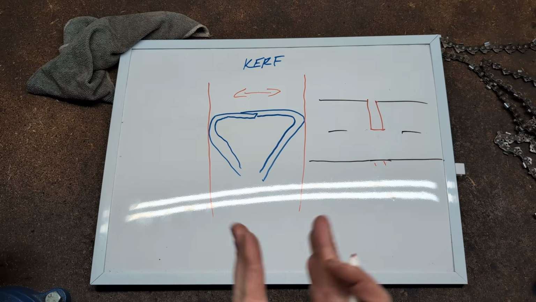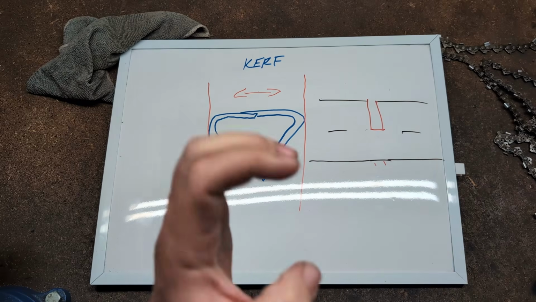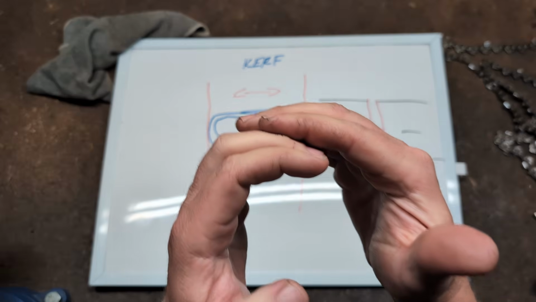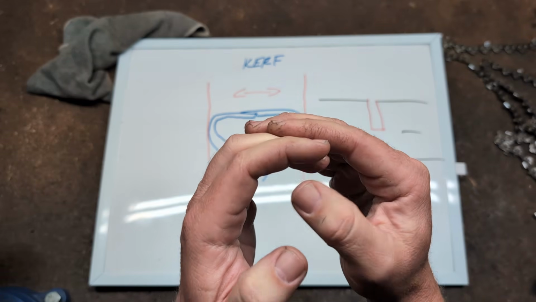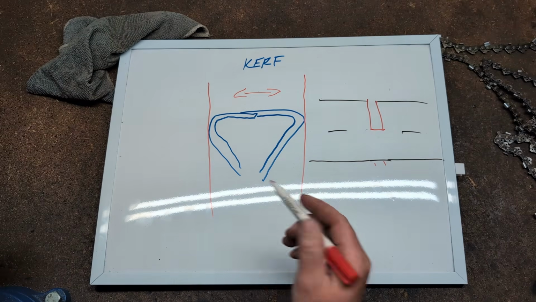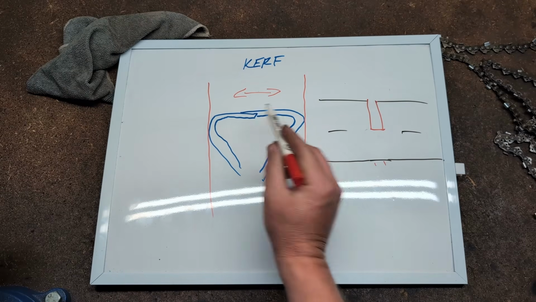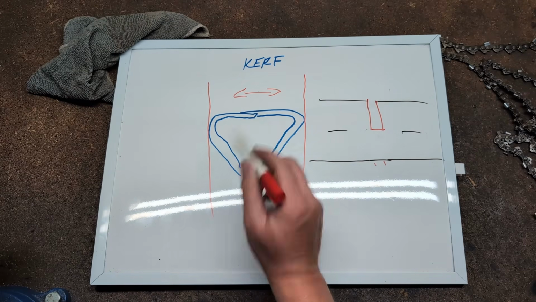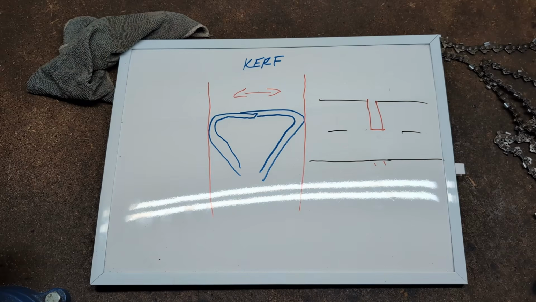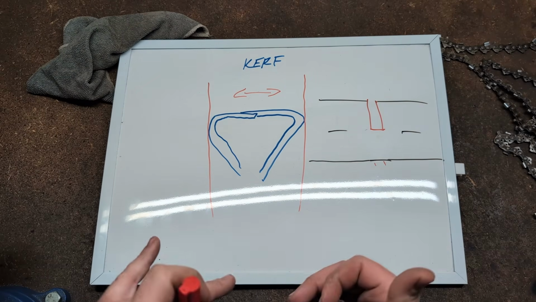So kerf is, if you look at a chain from the front, we've got a left and a right hand cutter. They will overlap in the middle, the top plates will. If we measure the distance from the very outside of both corners of that chain, that is our mechanical kerf. It is the width of the chain. Kerf width changes from when the cutters are new to when they're filed back and worn out.